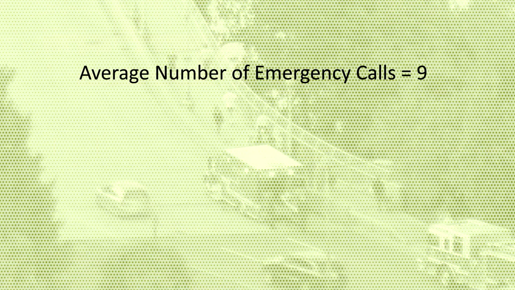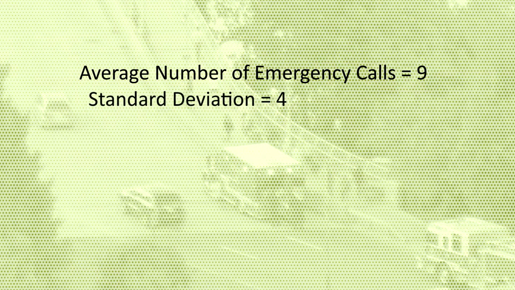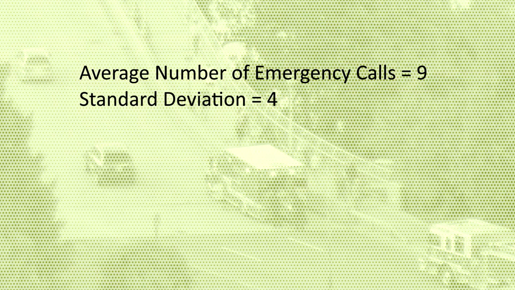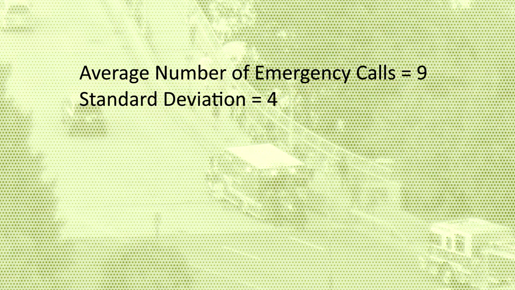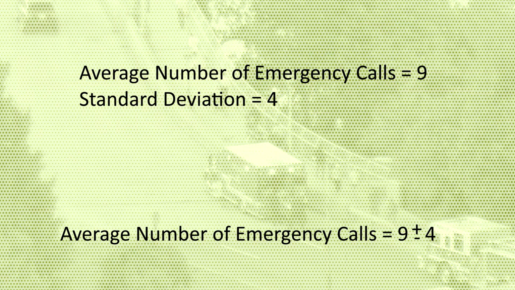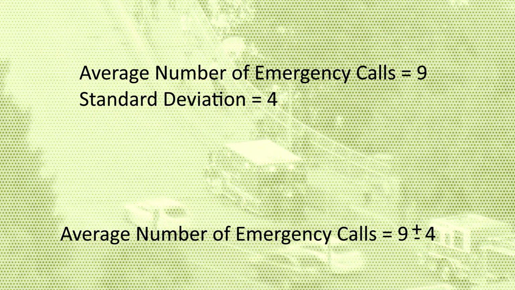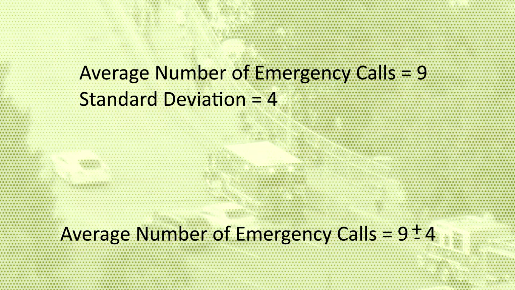Recall that the average number of emergency calls in an hour is 9. The interpretation of a standard deviation equal to 4 is that, on average, the actual number of emergency calls each hour is 4 away from 9. Another way of saying this is that there's an average of 9 ambulance calls in each hour, plus or minus 4.